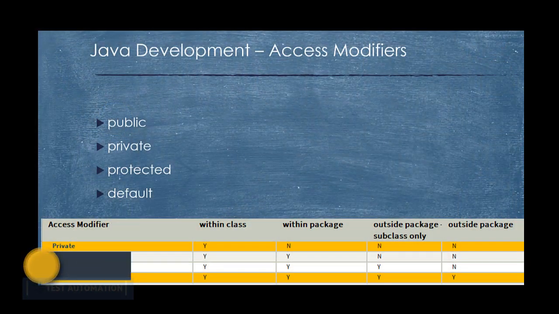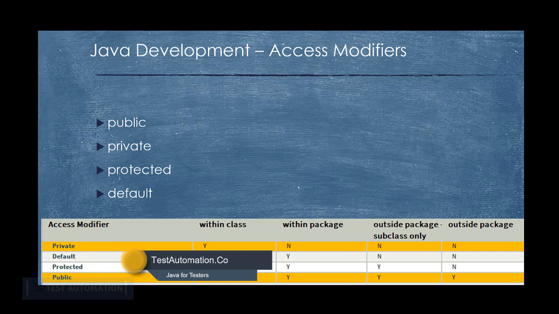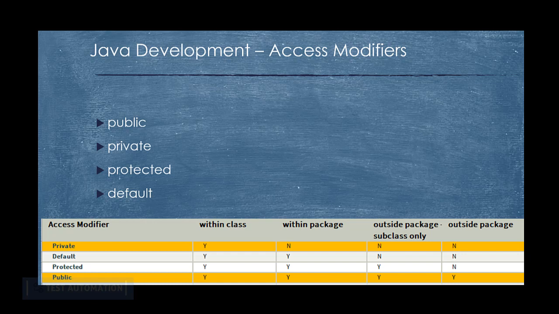Hello, welcome back. In this lesson, we will discuss access modifiers. In Java, we have 4 different access modifiers. They are public, private, protected, and default.